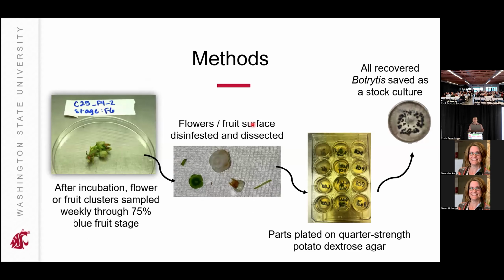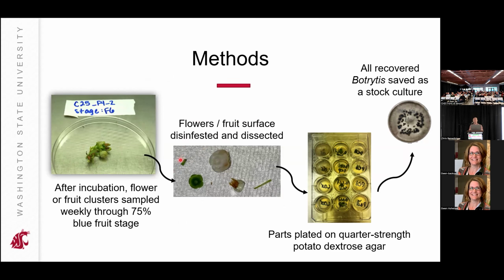After incubation, we sampled individual clusters of flowers or fruit from the screenhouse. We sampled not only after that first incubation period, but went back to the same plants every week until the end of the season, so until about 75% blue fruit. With each sample, we surface disinfected it so that any microbes or botrytis on the surface wouldn't count in our analysis. We only wanted to know what had reached inside the internal tissue.